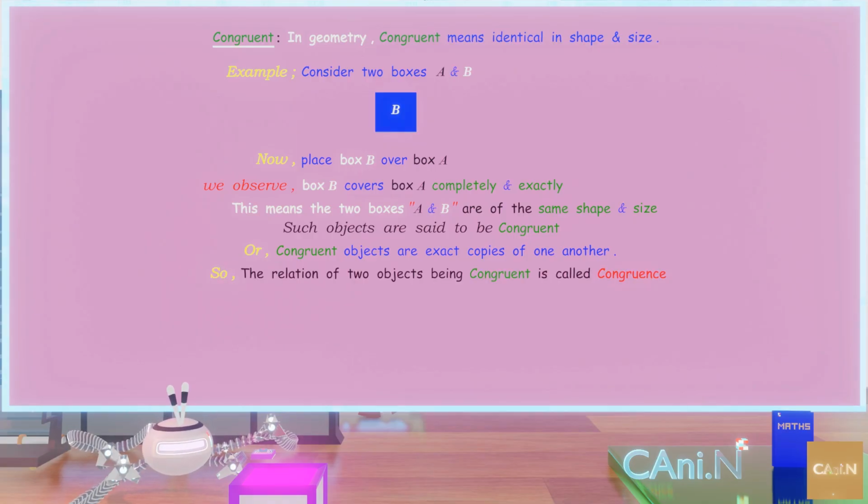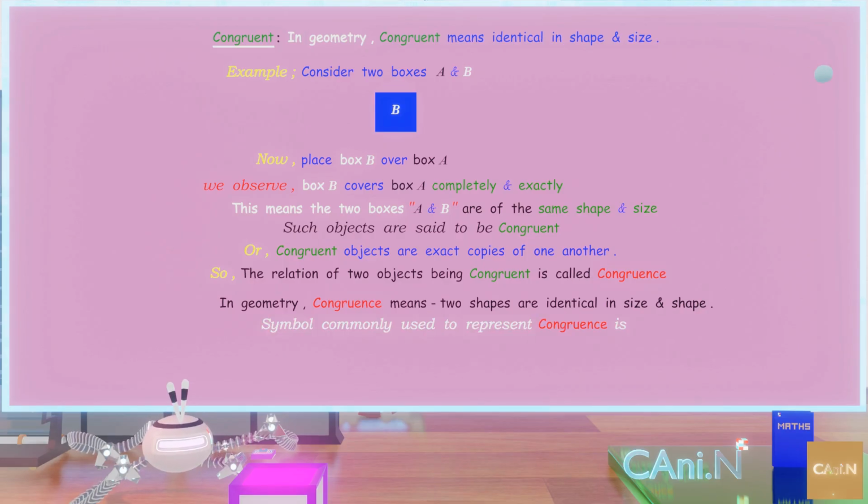So, the relation of two objects being congruent is called congruence. In geometry, congruence means two shapes are identical in size and shape. Now, the symbol commonly used to represent congruence is ≅.